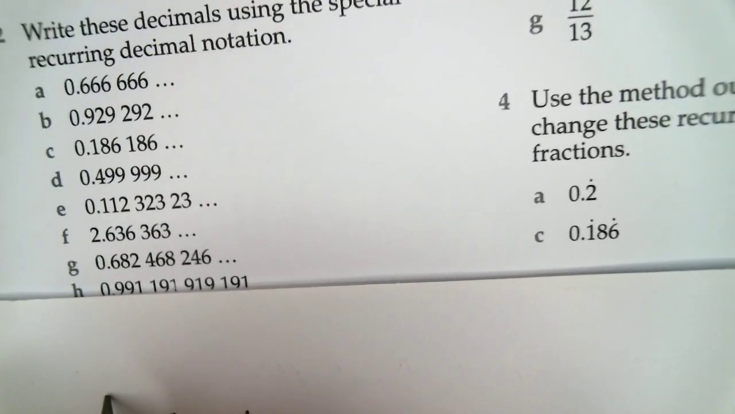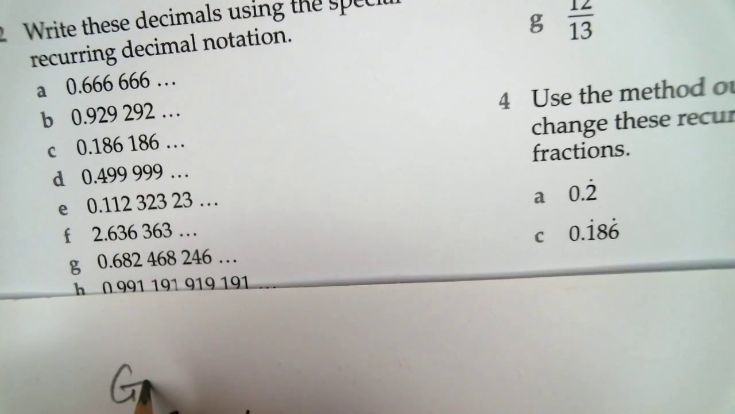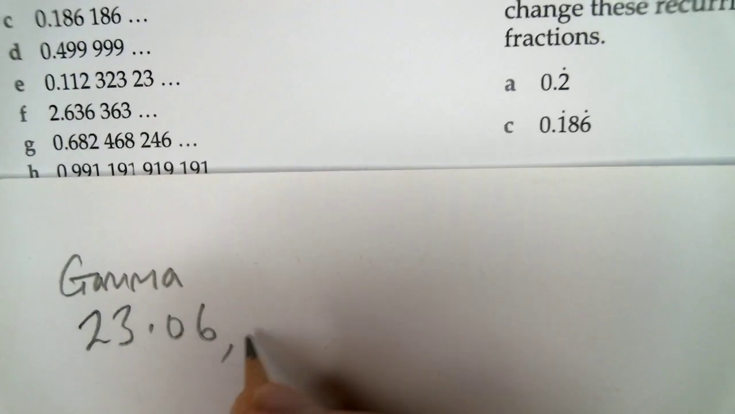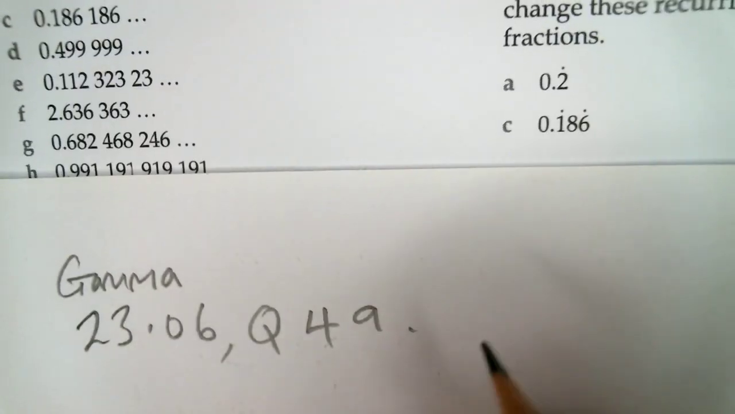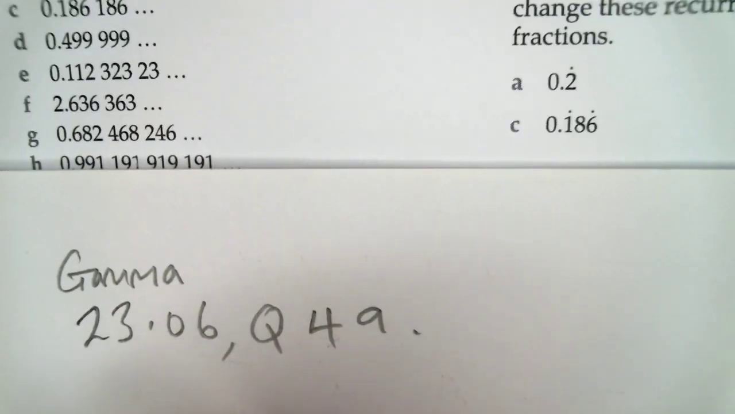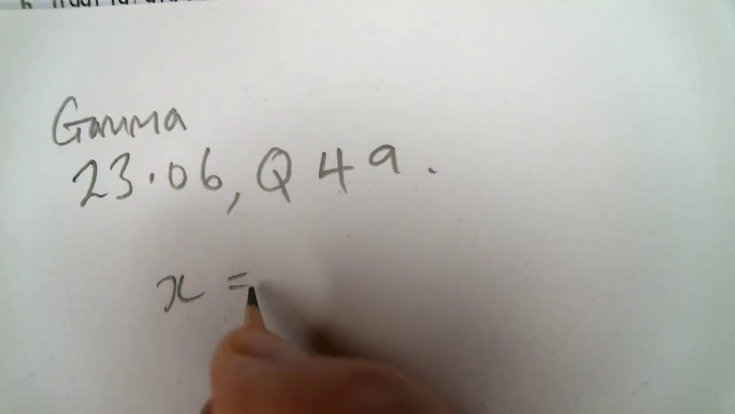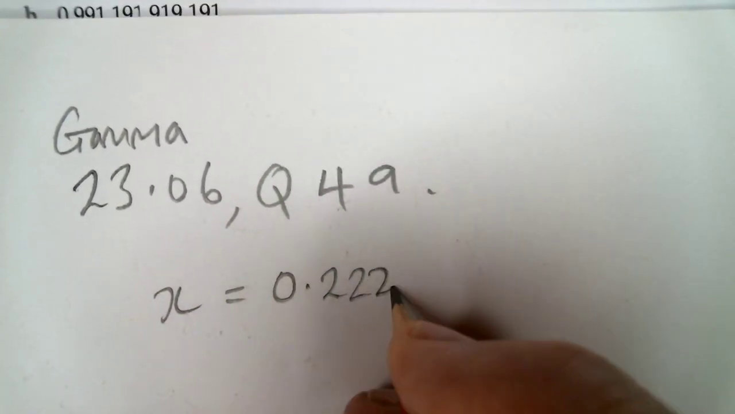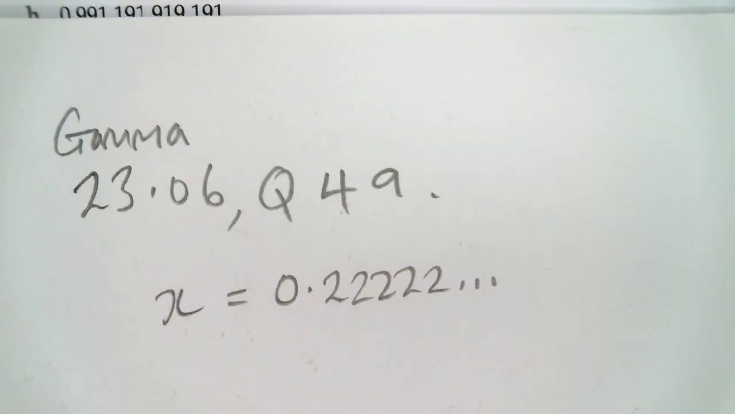This is Gamma 23.06. And we've got, this is question 4a, and we've got 0.2. So I'm going to call this x. x is equal to 0.2 recurring, which is 2, 2, 2, 2, 2, and so on.